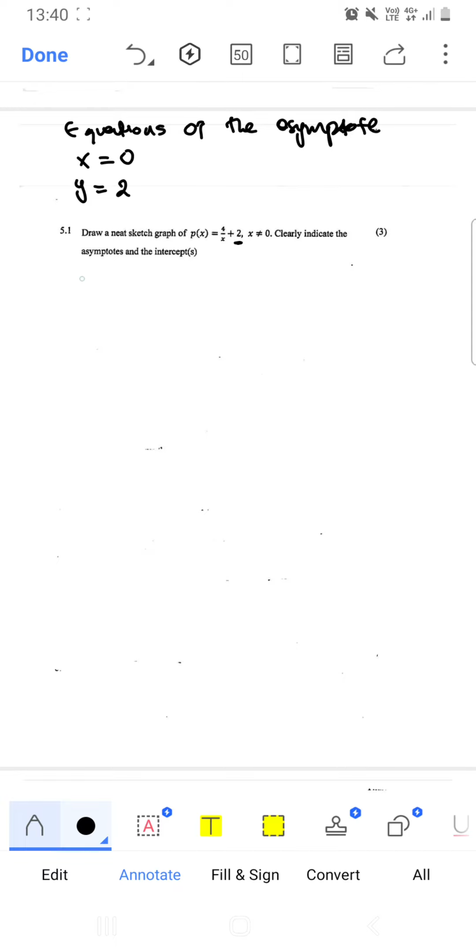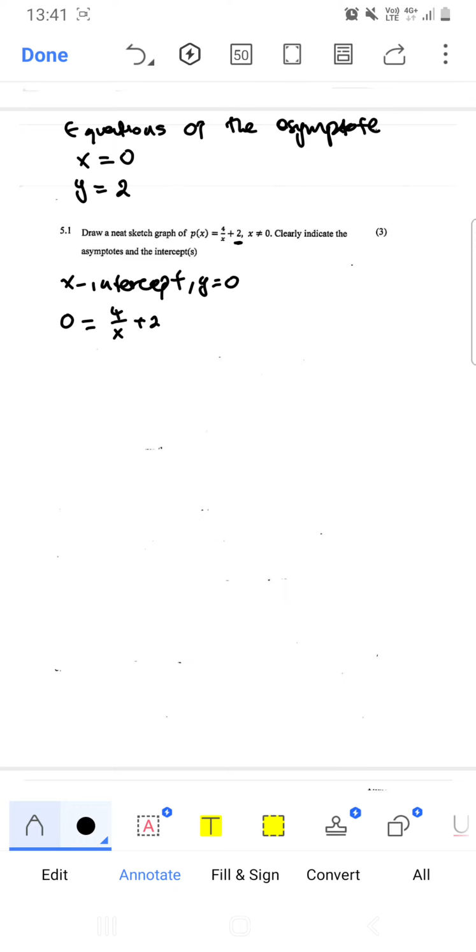So the second thing, we have to work out what we call the x-intercept. With the x-intercept, guys, we know that y is equal to 0. That's where your graph will cut the x-axis, and at that point y is equal to 0. So it means 0 is equal to 4 divided by x plus 2.